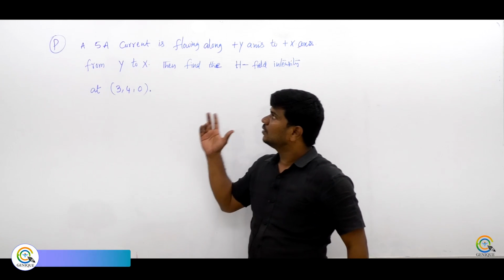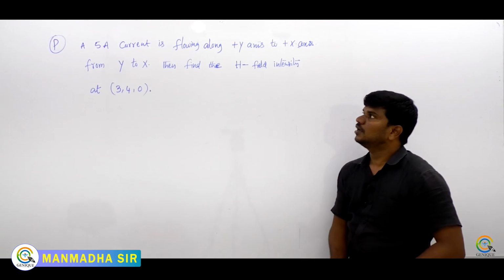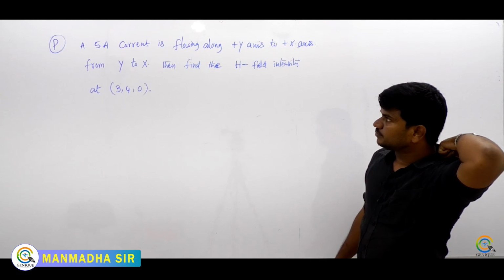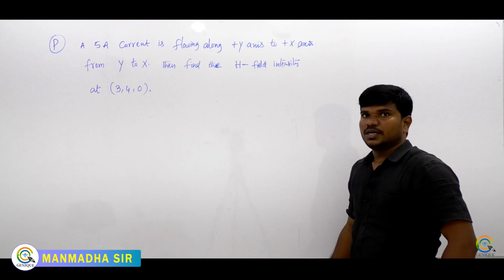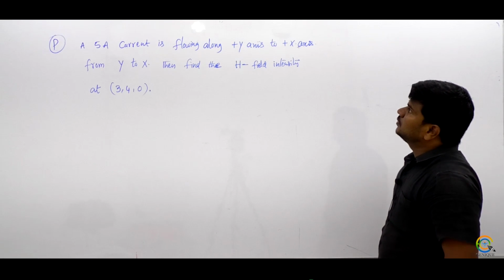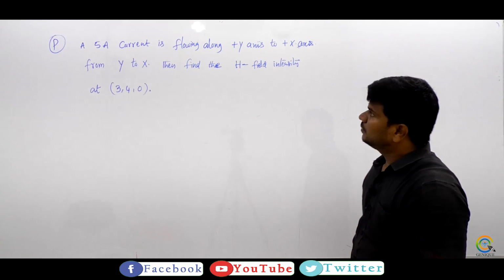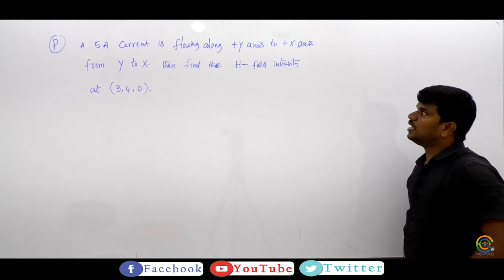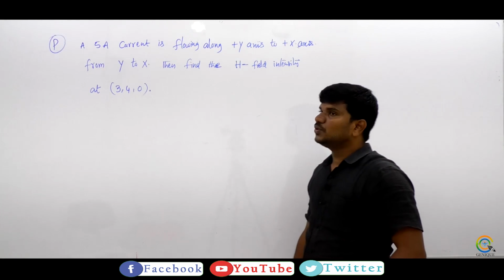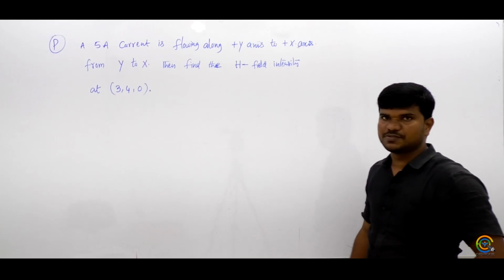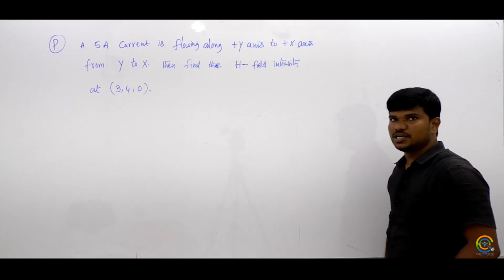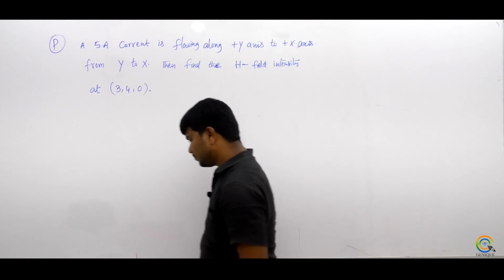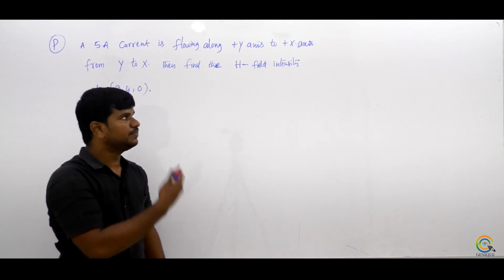Next question is this one. Observe this. It is related to magnetic fields. How to find the magnetic field intensity due to the current carrying wire? Already we have seen the magnetic field intensity due to the infinite length current carrying wire, and it is also related to that one only.